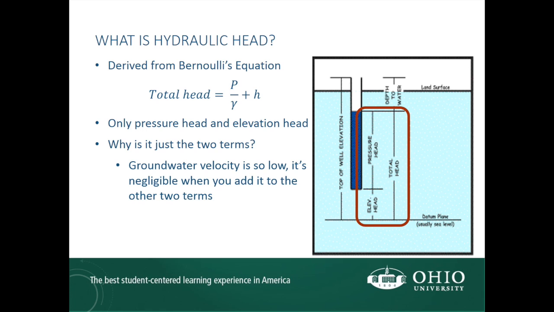For groundwater flow, the velocity is very low. In fact, it's so low that it's negligible when it's added to the other two terms. Since it has such a minimal and unnoticeable impact on the total head value, it can be disregarded when we calculate total hydraulic head.